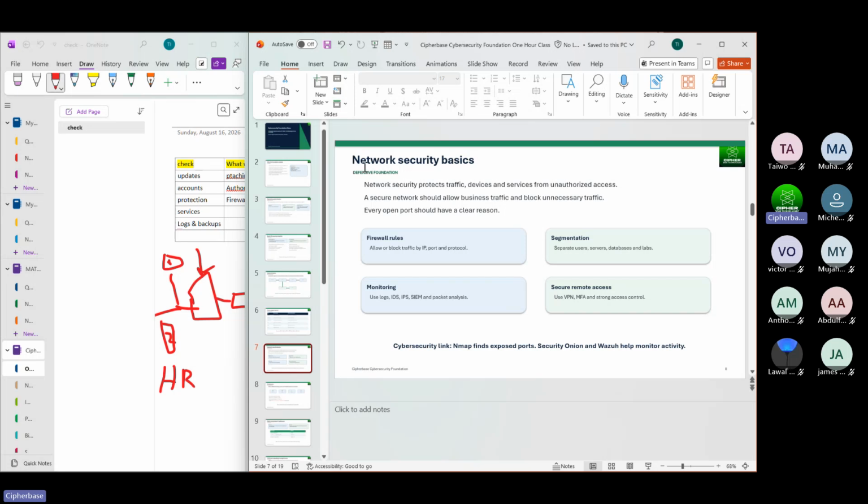Networking is a major thing, because everything we do now is mainly networking. We are able to communicate now because of this network. Everything we do online is a result of this network. Your security online is a result of this network. So typically, what we are saying about this is that network security protects traffic, devices, and services from unauthorized access.